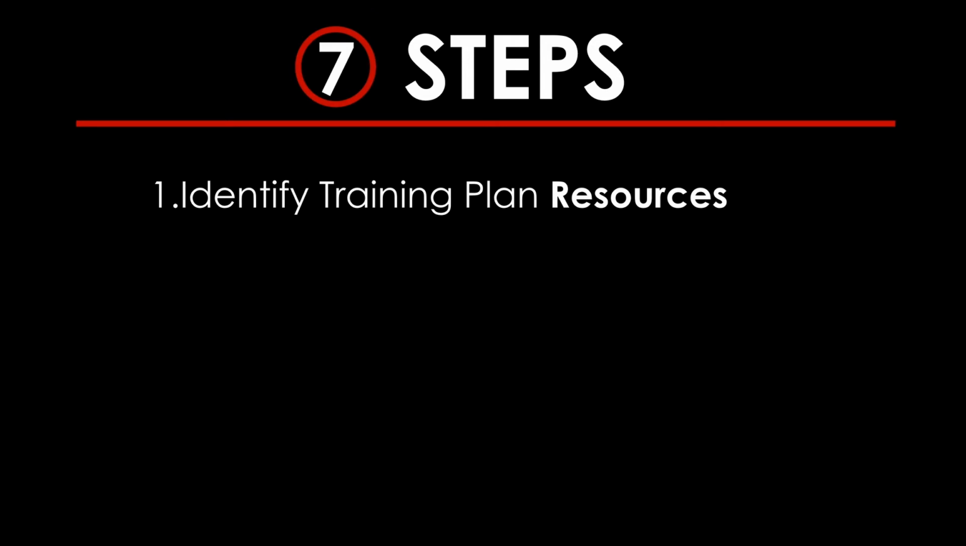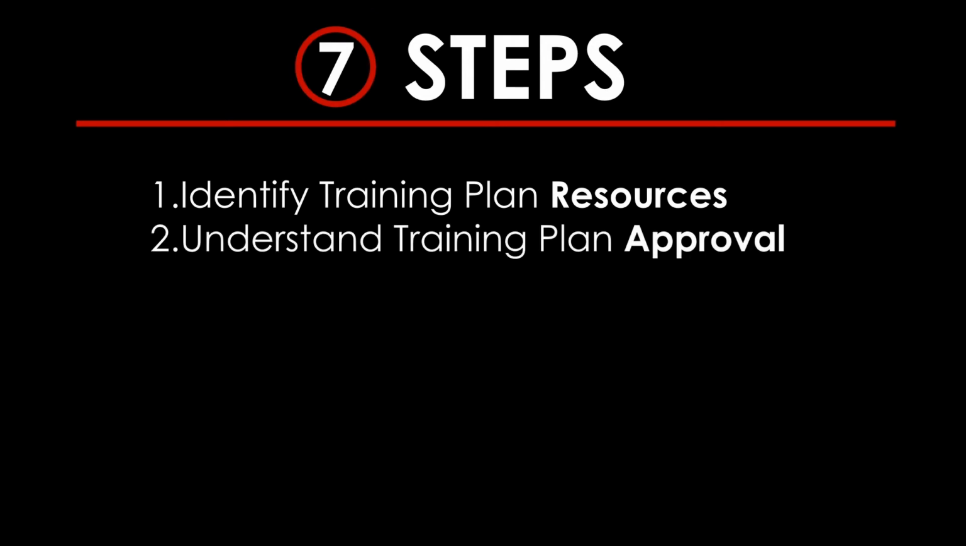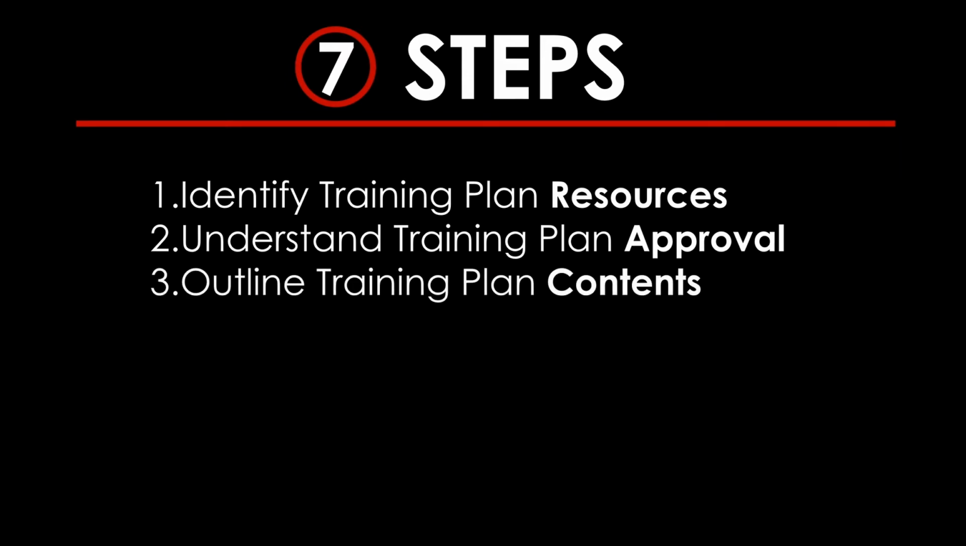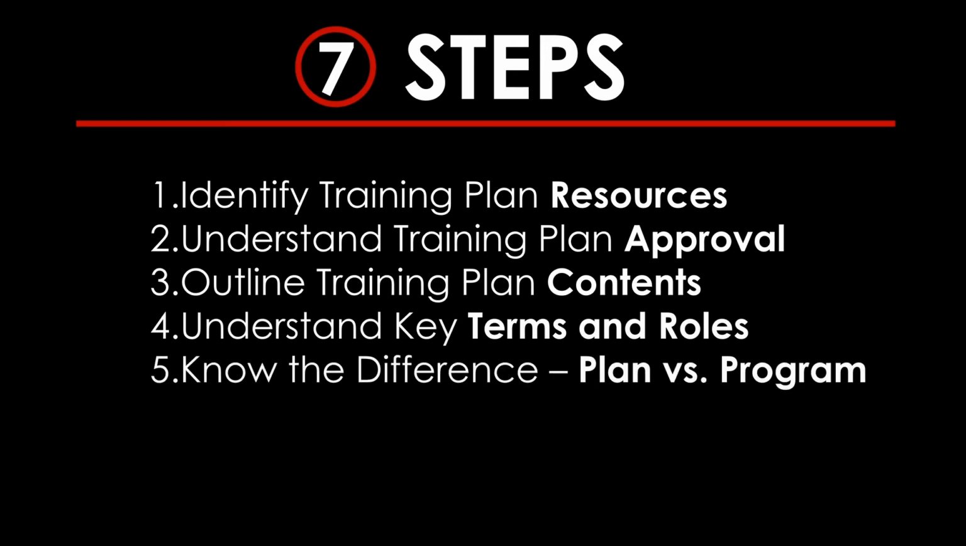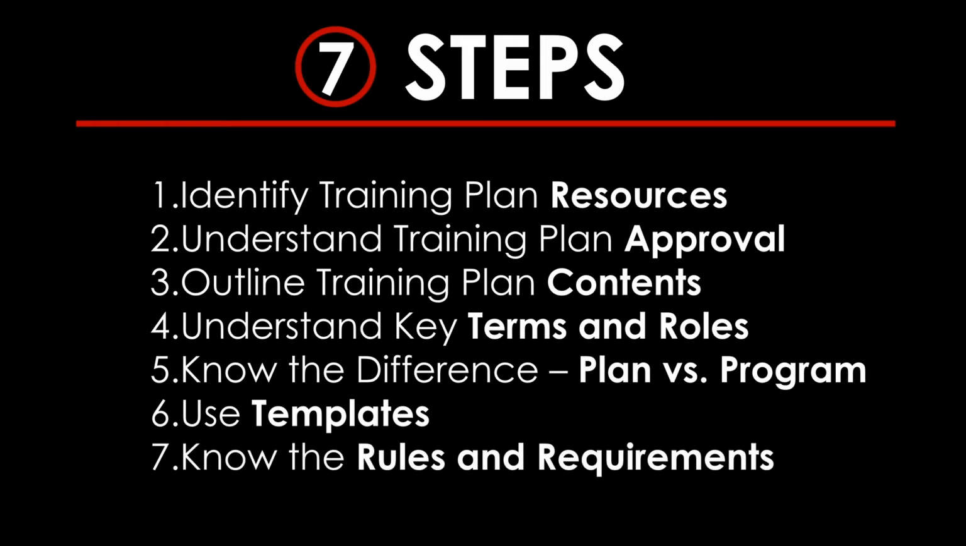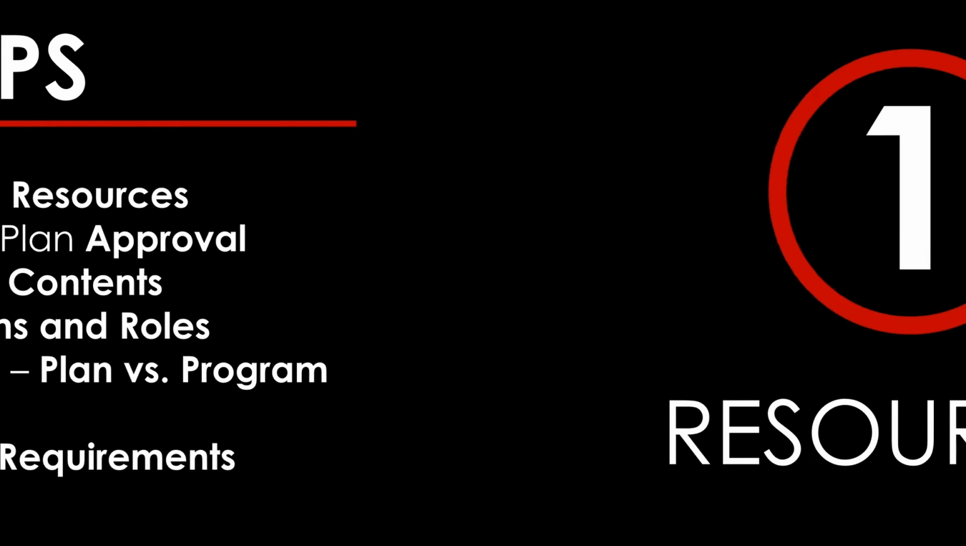The 7 steps to developing your compliant MSHA Part 46 training plan include: identify training plan resources, understand training plan approval, outline training plan contents, understand key terms and roles, know the difference between a plan versus a program, use templates and other available tools to create your training plan, and know the rules and requirements for displaying and communicating your training plan.